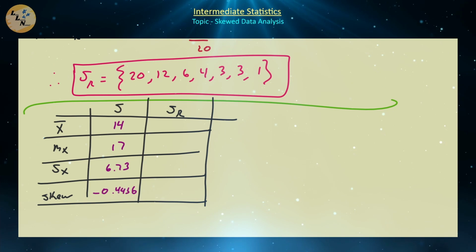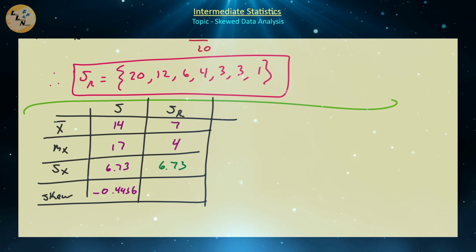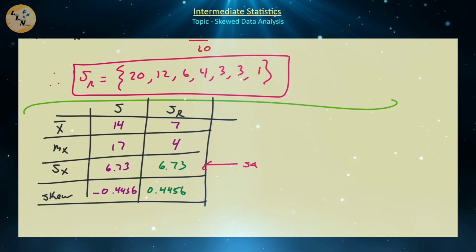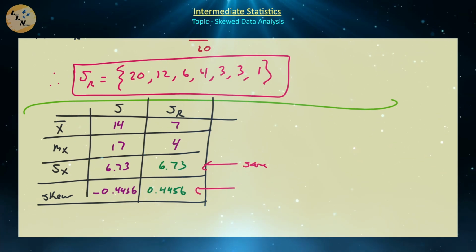Now, will the mean and median change? Most likely they will. Let's assume that this reflection is actually correct, then you should find that the mean and median should be 7 and 4 respectively. And what about the standard deviation? You should know that that's actually going to remain the same. And what about the skewness? Without calculating anything, what should that be? So notice that that's actually going to come out to 0.4456. So let's just analyze this analytically. So the standard deviation is going to be the same as before. These are going to be opposites.